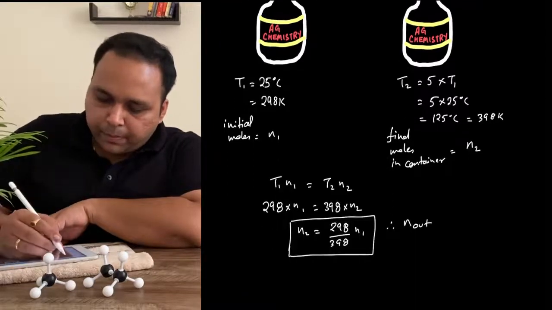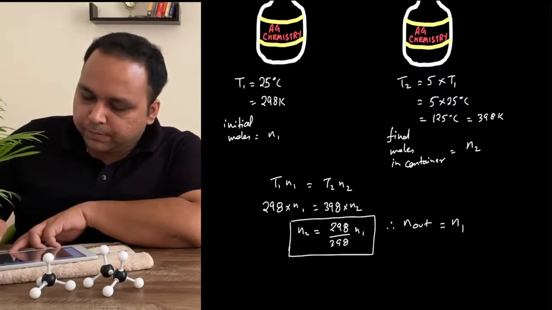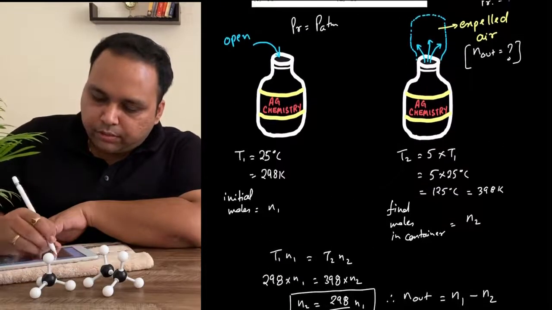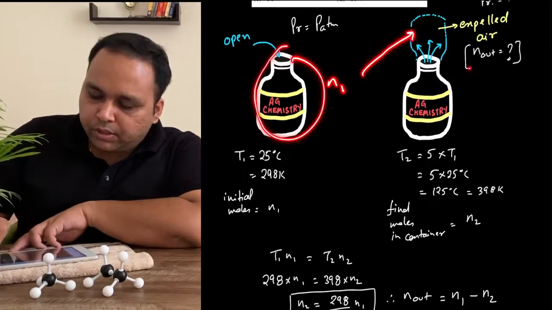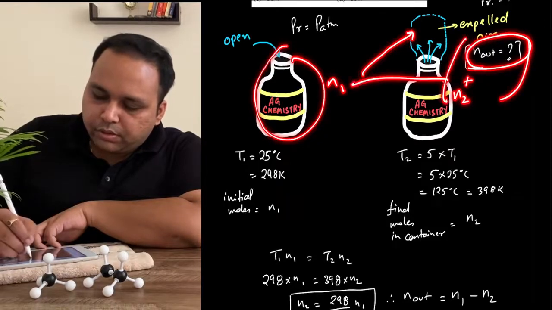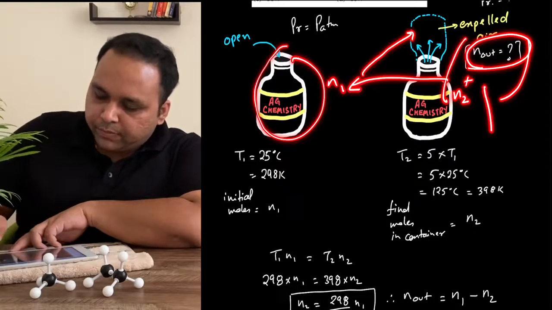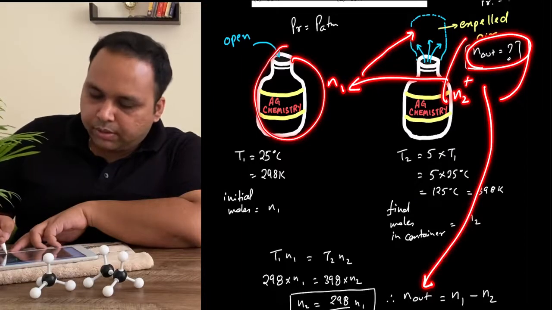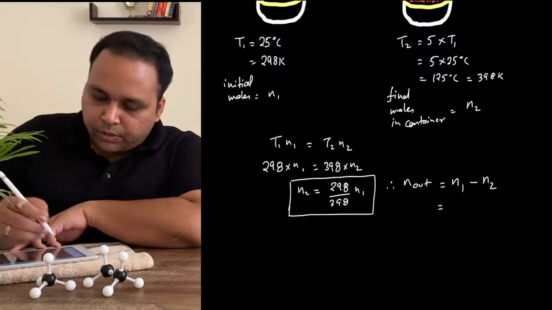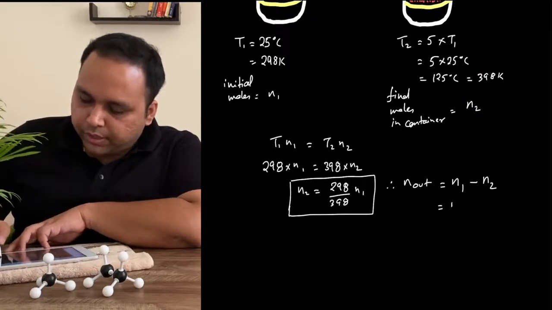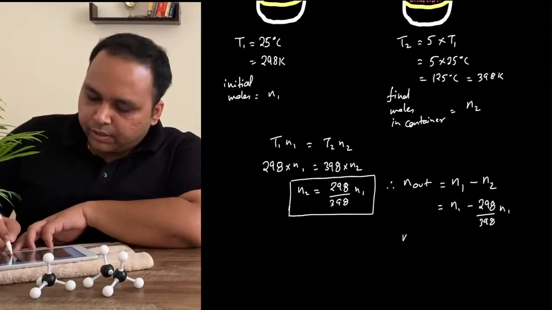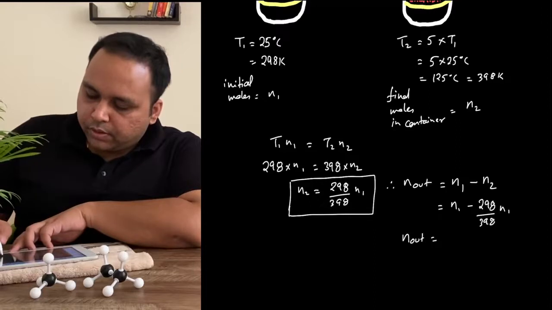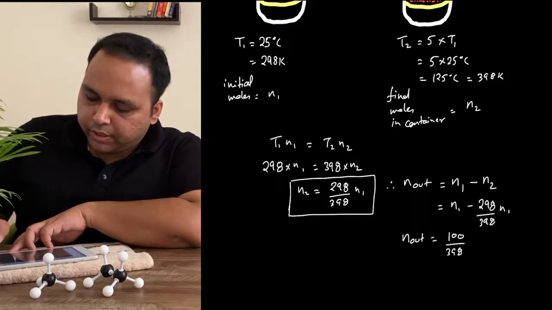So N out, the moles out, is the initial moles N1 minus the moles that are still inside the container. Initially the total moles were N1, some got out in the form of N out, and the remaining are N2. So N2 plus N out is always equal to N1, or rearranging, N out equals N1 minus N2. Putting the values, you have N1 minus 298 upon 398 N1. N out comes out to be 100 upon 398 N1.